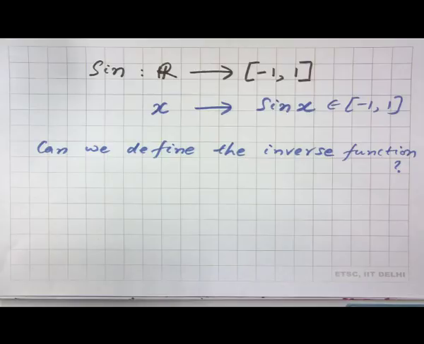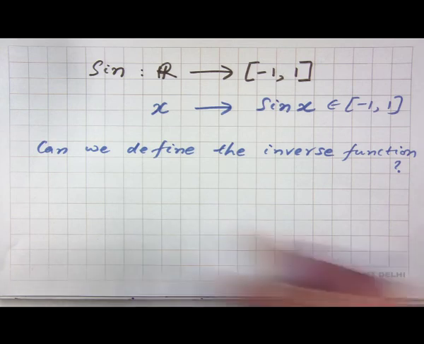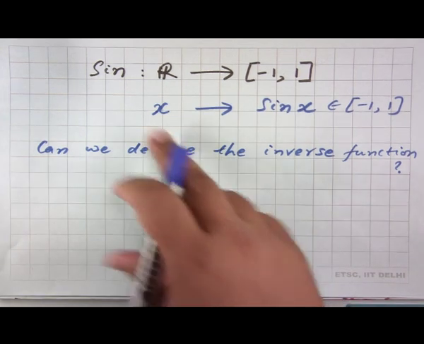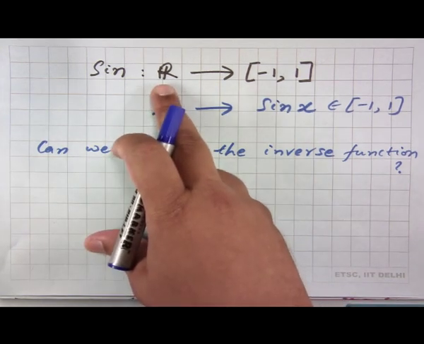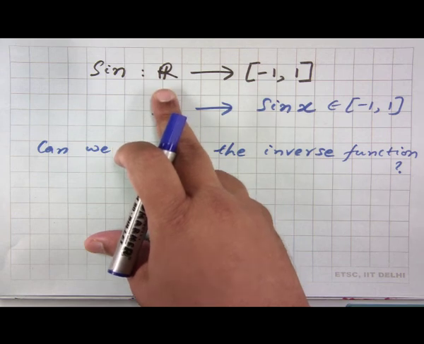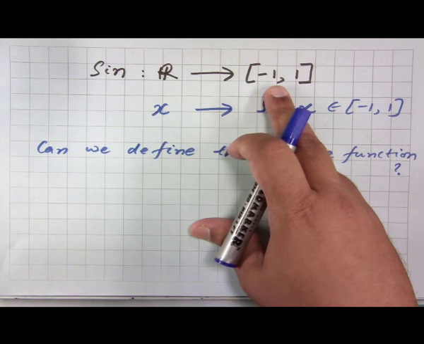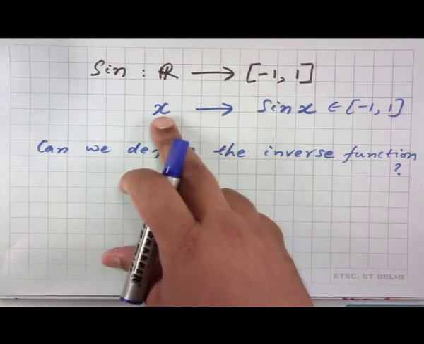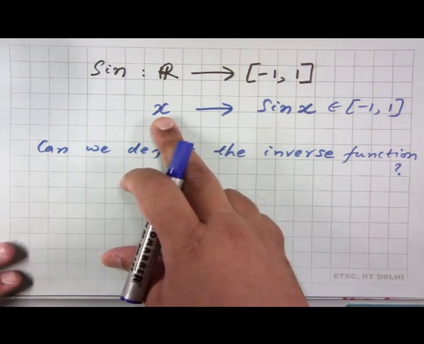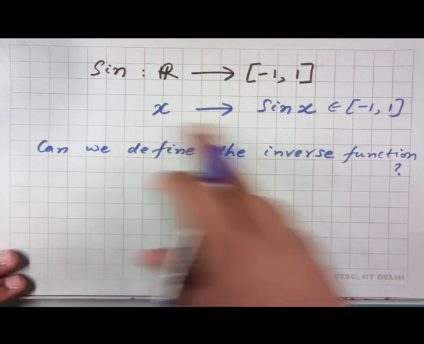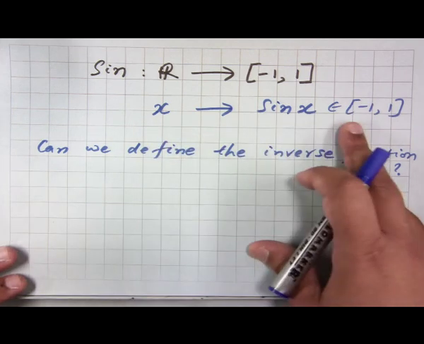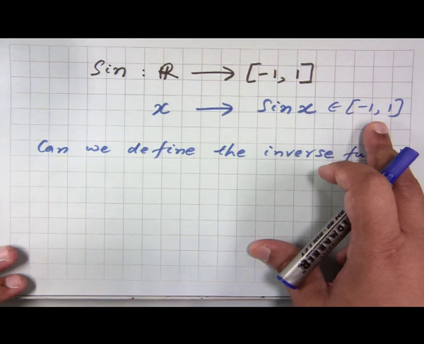Let us take the case of sin x. As we know from our previous lectures, the sin x function has a domain which is the set of all real numbers, and the range is all numbers between -1 and +1. What this means is that if we take any real value x, then sin of x will definitely belong to the closed interval -1 to +1.